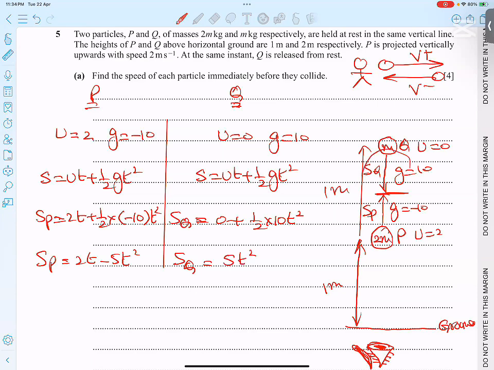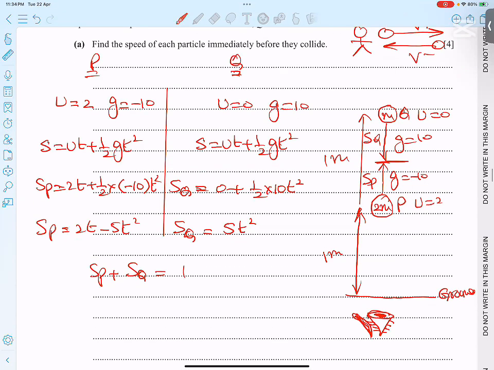According to the situation, if both distances are added, they give 1 meter. So SP plus SQ is equal to 1. If I plug in both values, 2T minus 5T squared plus 5T squared is equal to 1. They cancel out, the 2 divides, and we get T equals a half second. It means the time it will take for the particles to collide is half a second.